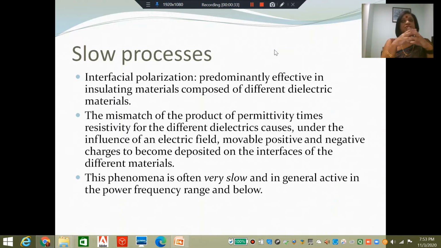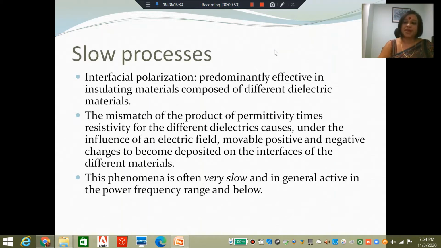Now, in the absence of an electric field, the charge center of this electronic cloud and the charge center of the positively charged nucleus will coincide, and the atom behaves as a neutral particle. However, when you apply an electric field, there is an effective distance of separation between the positive and the negative charge centers, and as a result, a dipole is created.